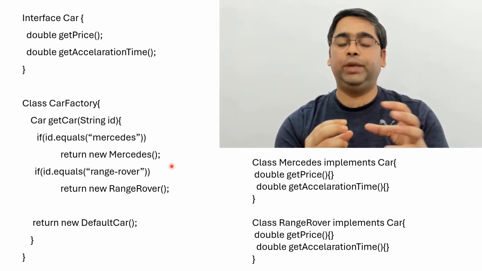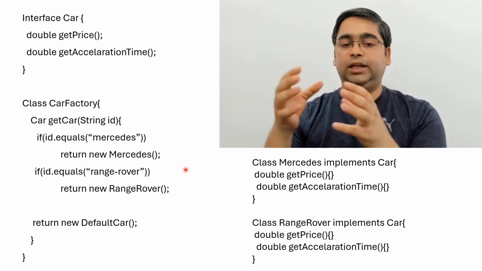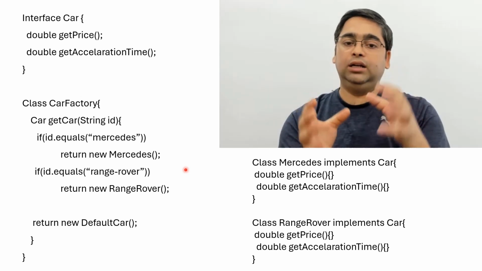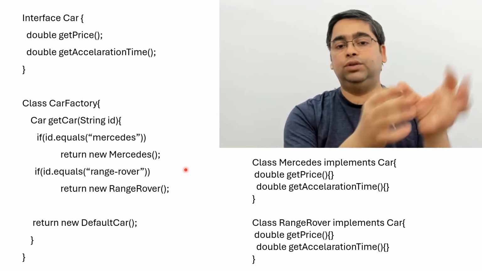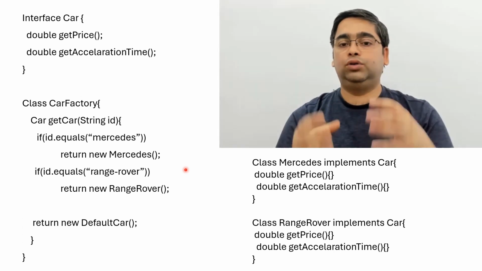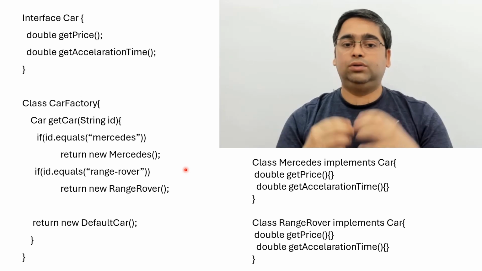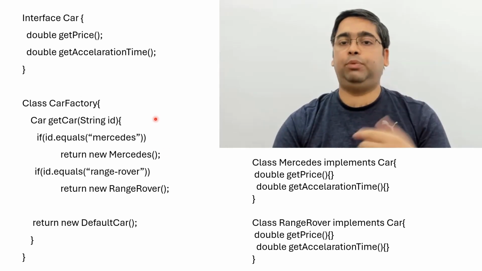So now we have to make change only in this code, and so the creation code of Mercedes or Range Rover or any car happens independently from the class that is using the Mercedes or Range Rover. So we have loose coupling and we have ease of maintenance. So these two are the major benefits which factory pattern has provided us here.